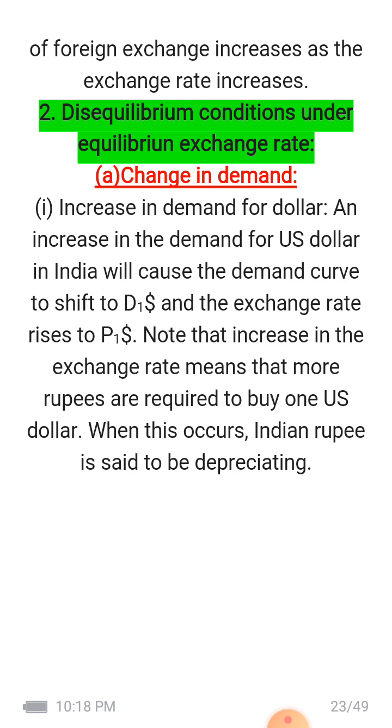Now we understand the equilibrium condition under the equilibrium exchange rate. Change in demand: how is the demand changed? An increase in the demand for the US dollar in India will cause the demand curve to shift to D1 and the exchange rate to rise to P1. Note that an increase in the exchange rate means that more rupees are required to buy 1 US dollar. When this occurs, the Indian rupee is said to be depreciating.